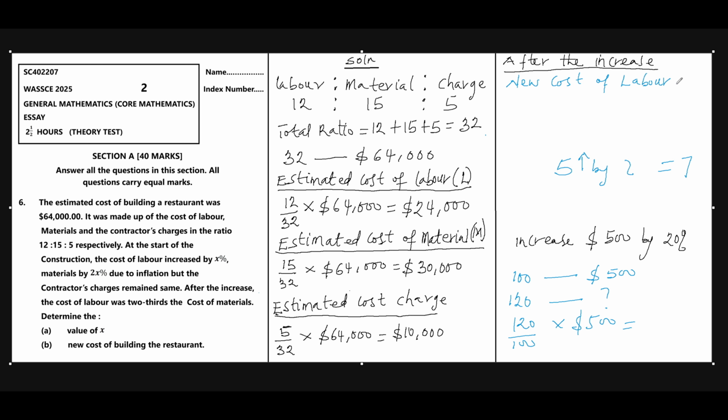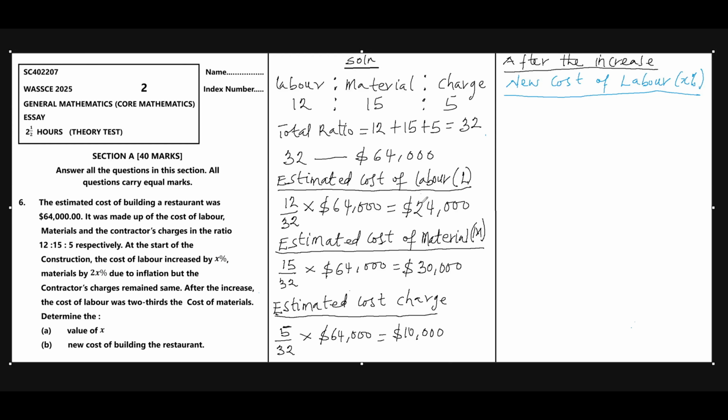So we know that in percentages, the original estimated cost of labor was $24,000, which goes with 100%. This time we are increasing 100% by x%, so that becomes addition. Remember, increase goes with addition. So we have 100 plus x%. If 100 is giving us $24,000, then 100 plus x% must also give us a certain amount of money. So how do we work it out?